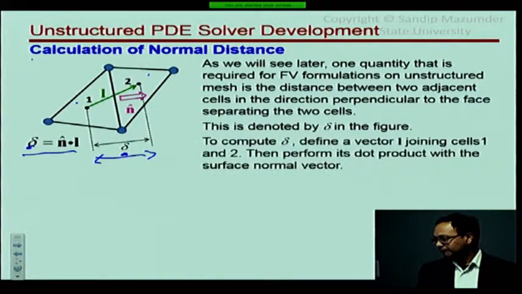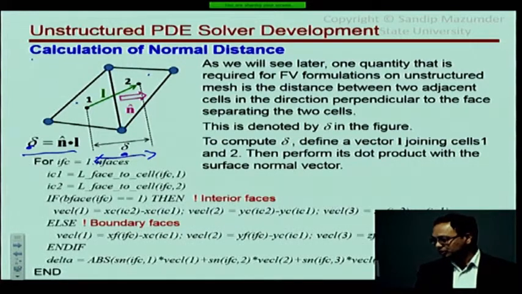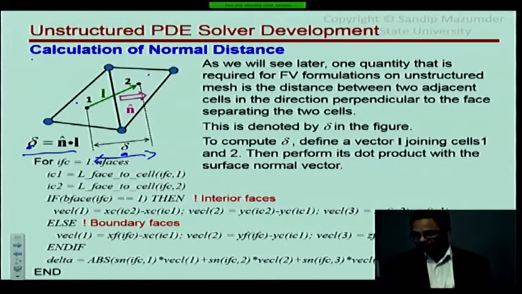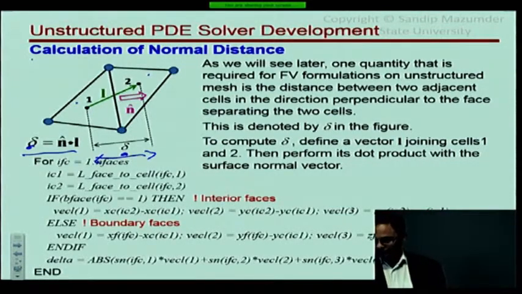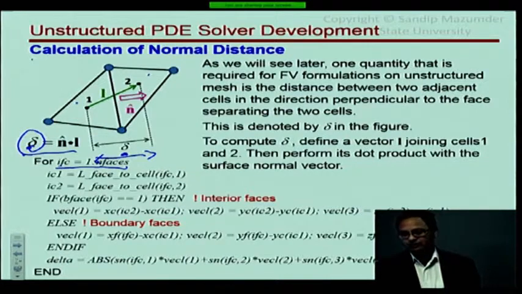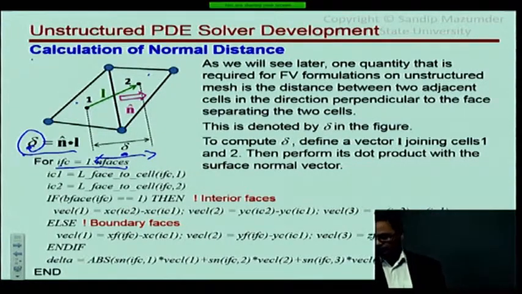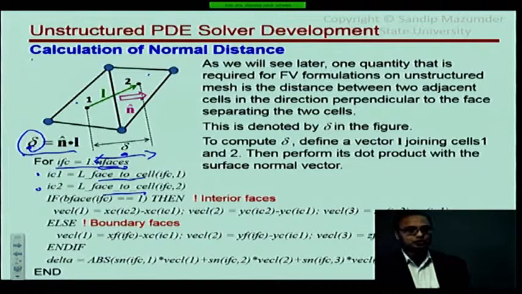To compute that, all you do is execute something like this. Again, what we are doing is looping over all faces. We want to calculate this quantity for all faces. So we are looping over all faces, and from the face-to-cell connectivity information, we are getting the two indices of cell 1 and cell 2. Those are the two global indices of cell 1 and cell 2.